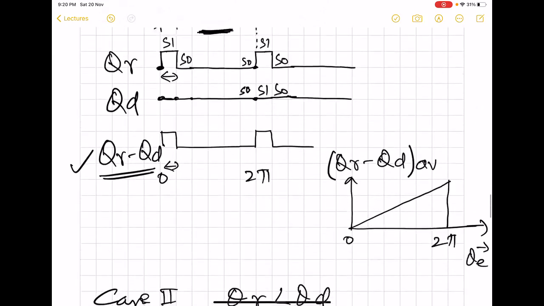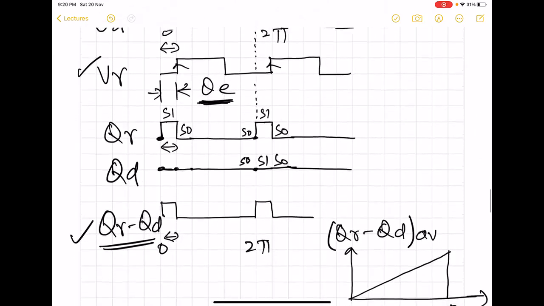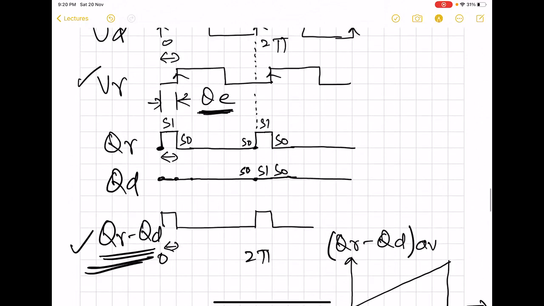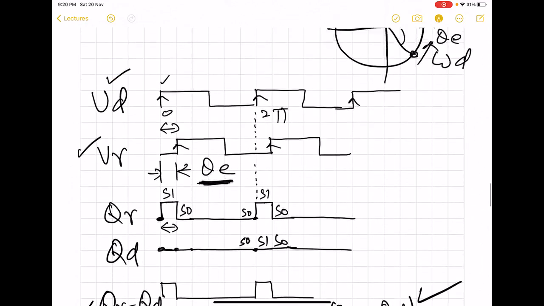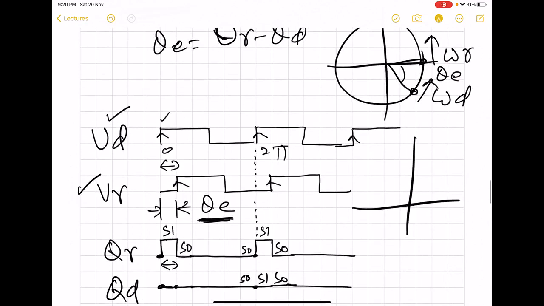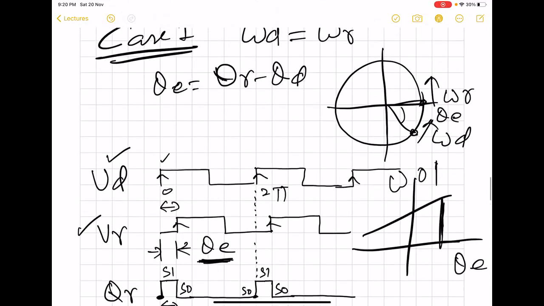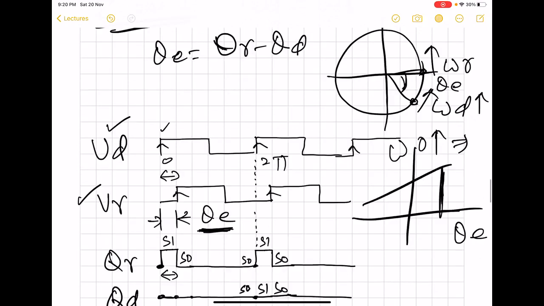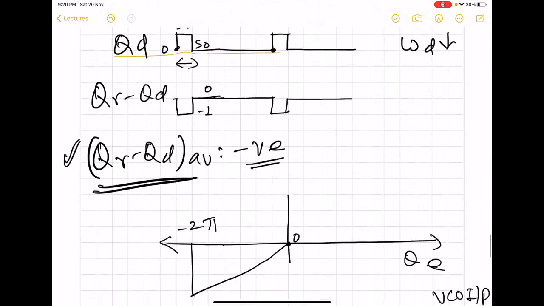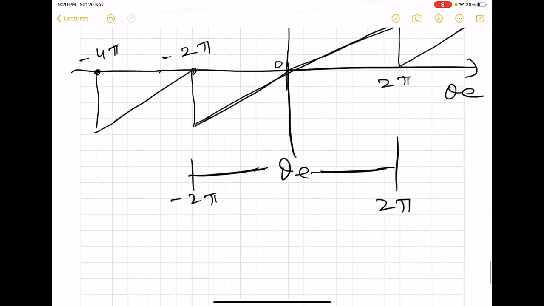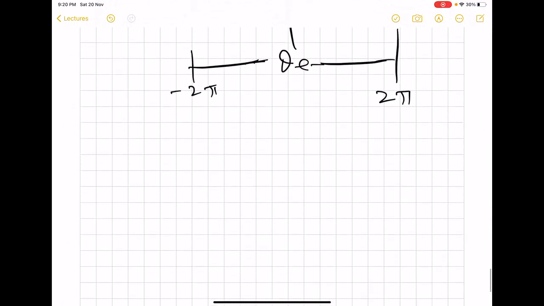And similarly, for this case also, we see that positive voltage will be fed to the VCO. So when the positive voltage is fed for positive phase error, the output frequency increases. So output frequency increases, this implies that omega d will increase and then it will be able to reduce this phase error. So that is how this circuit allows the reduction of the phase error.